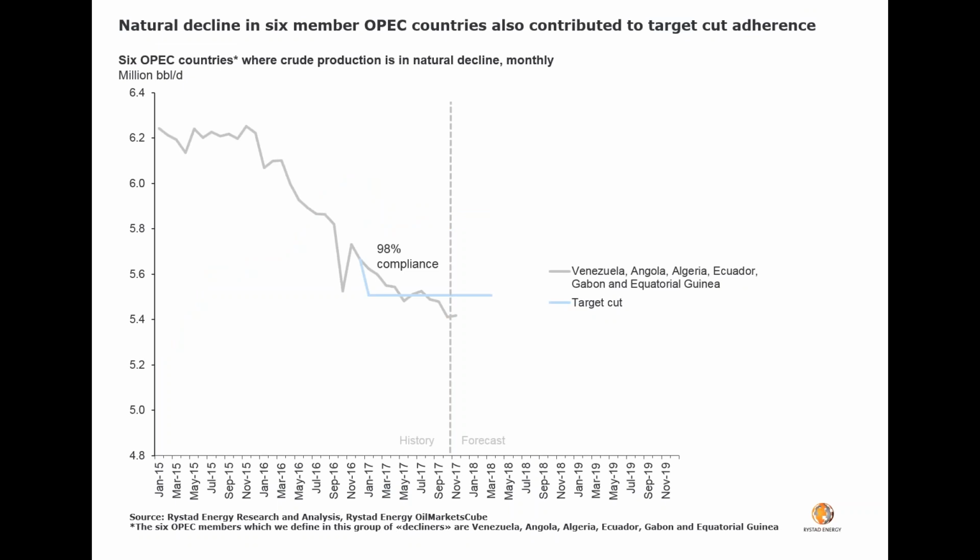So, OPEC as a whole is one thing, but there are also countries within OPEC that are in natural decline, and that has also helped in terms of compliance. The 6 countries that we consider are in actual natural decline, Venezuela, Angola, Algeria, Ecuador, Gabon, and Equatorial Guinea, have actually also complied as such with their targets, but it's mostly led by Venezuela and the accelerated declines we've seen in that country. But overall, that has also contributed to the overall compliance with the target cuts.